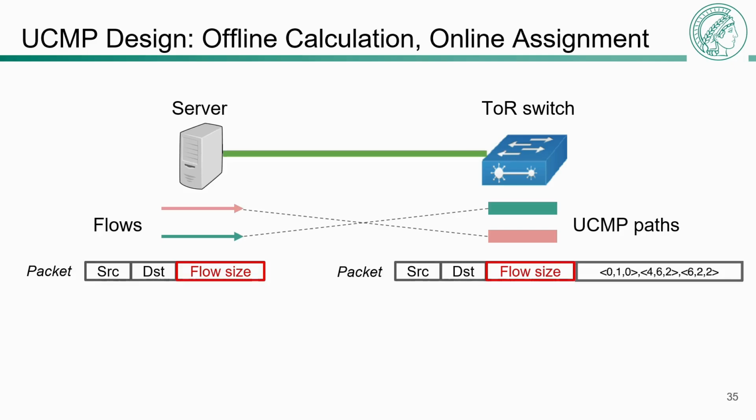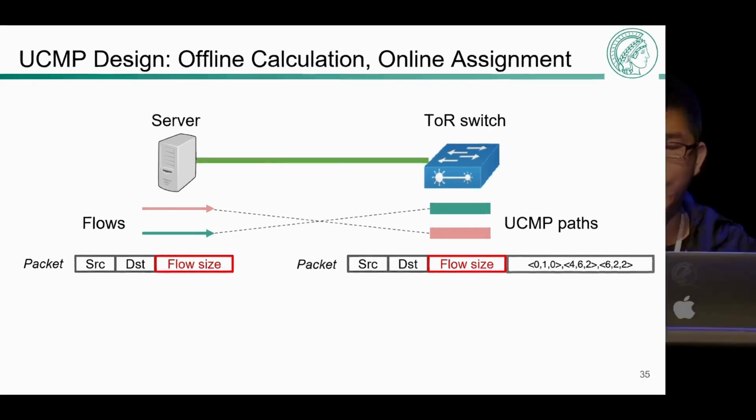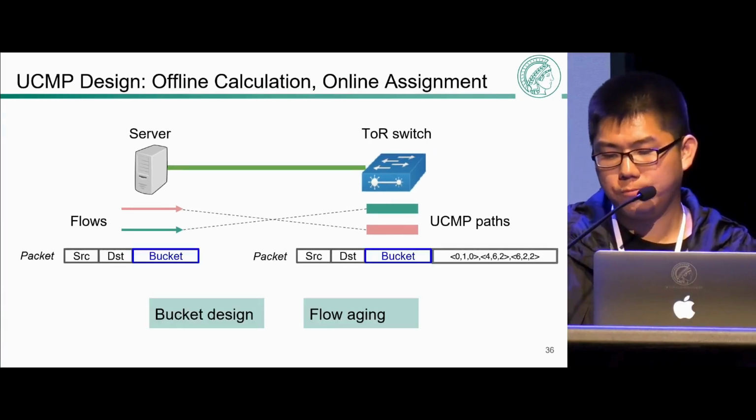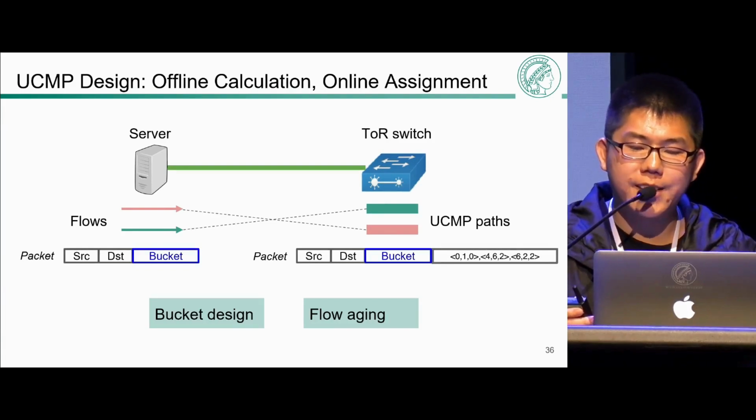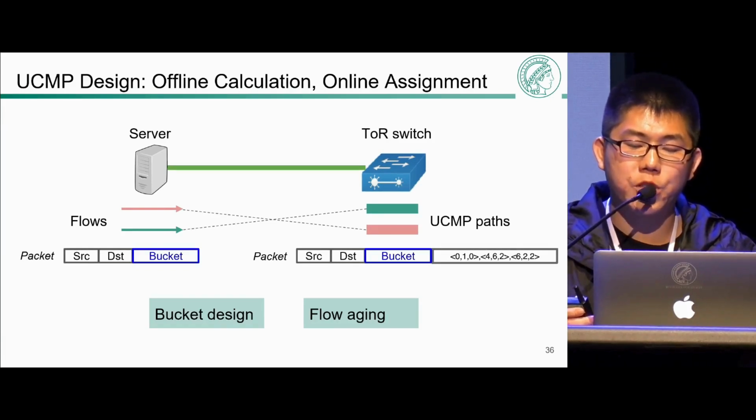For the online assignment, a straightforward solution is encoding the flow size into the flow packet, and then the selected path is encoded into the packet header. However, this solution is impractical. First, encoding arbitrary flow size introduces a huge overhead. Second, precise flow size may be unknown. We propose a bucket design and use a flow agent to solve these two concerns.